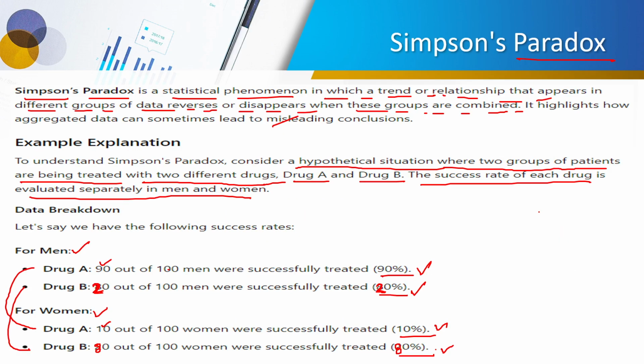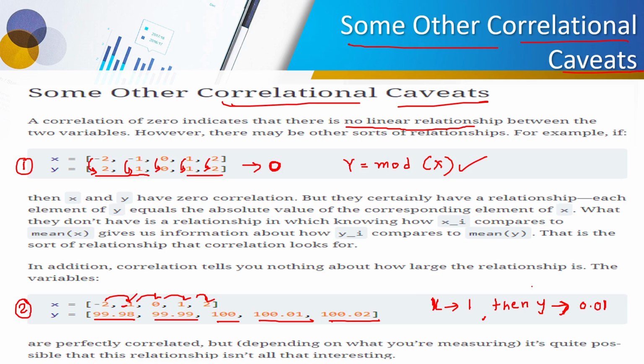Then we covered Simpson's paradox, which says that when two features are different and acting individually, they have some efficiency or some value, but when we combine them, it will give some other value. So this example we covered in Simpson's paradox.